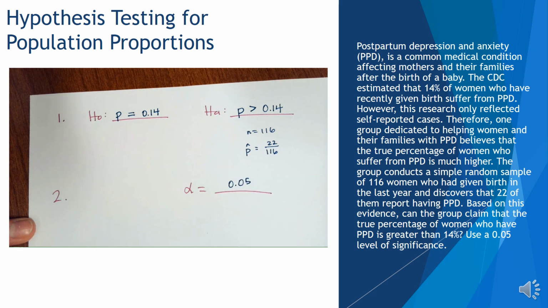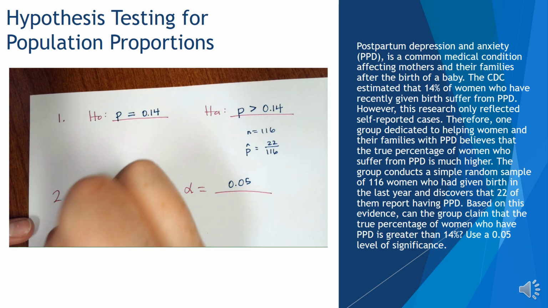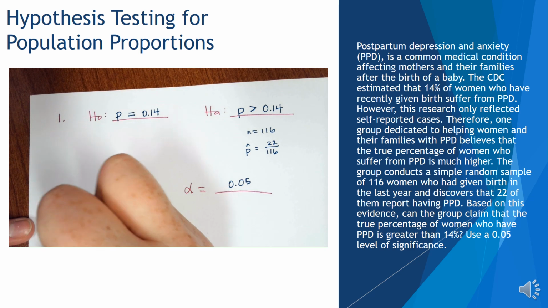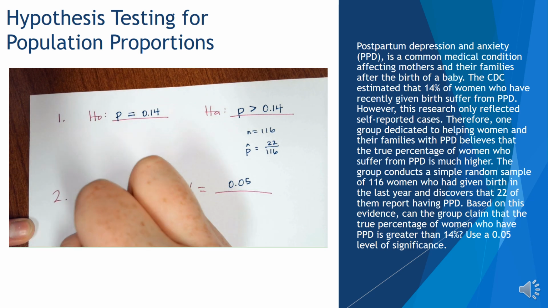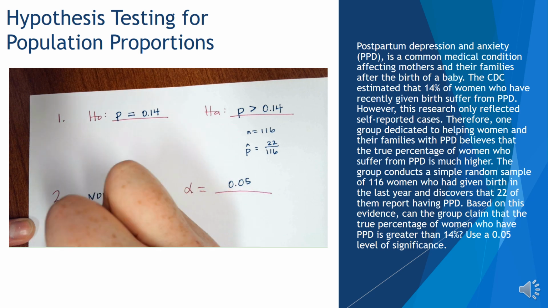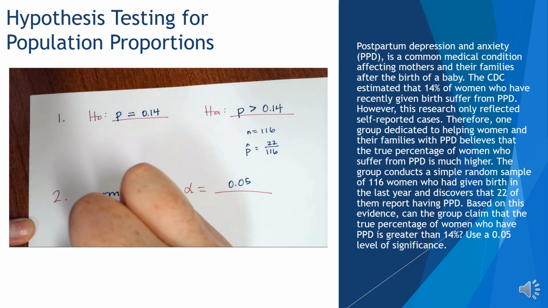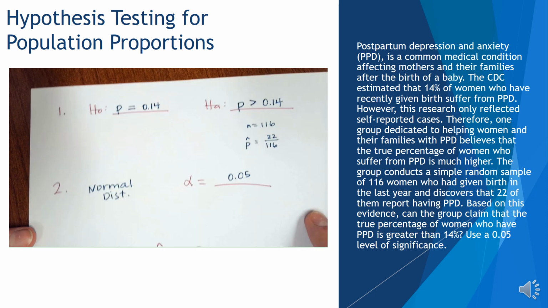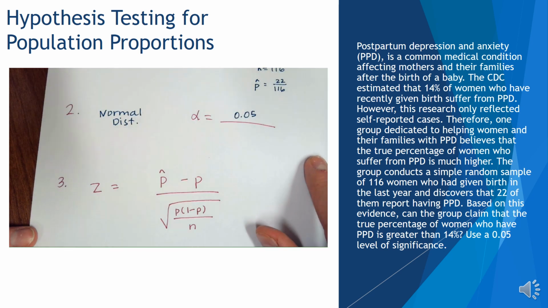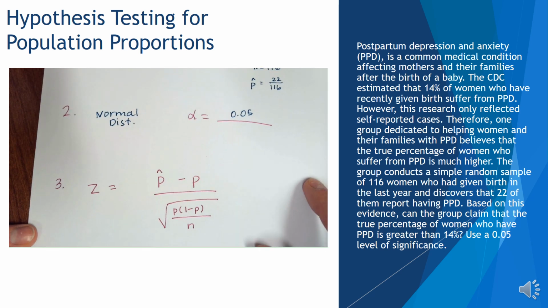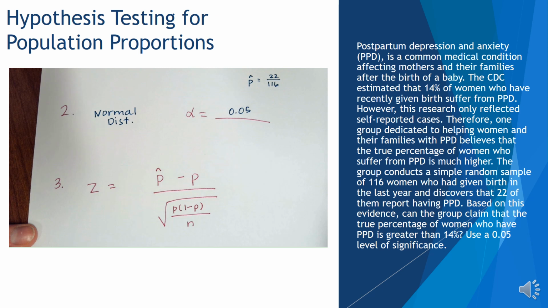So again, I don't have that little table because I ran out of copies of that outline. But you're going to use the normal distribution here because it's a population proportion. You could go through and verify all the conditions, but I'm going to skip that here just for time purposes. Now we are going to calculate the test statistic.